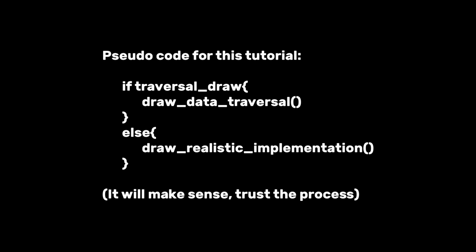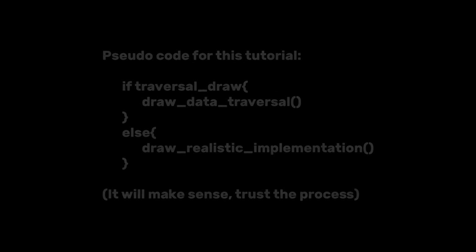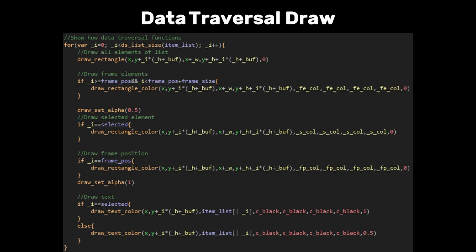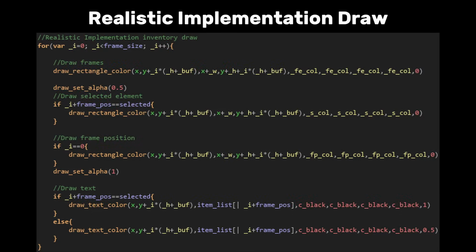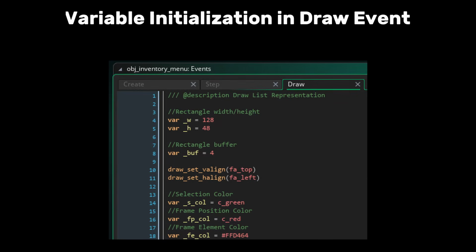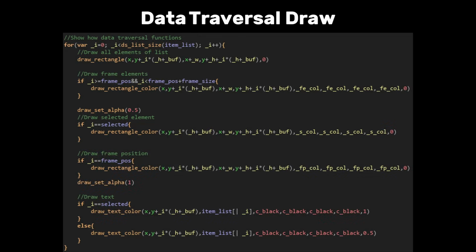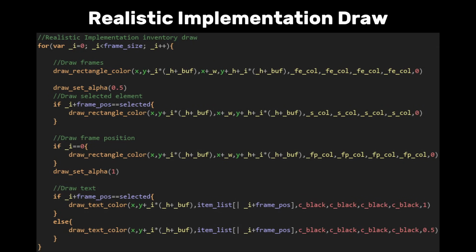Finally, moving to our Draw event, we have two different draw codes for this project. The first is to demonstrate how the data traversal works for the DS list, and the second is the actual code that would be used to accomplish the true inventory effect. Normally, these variable names would be a bit longer to enhance readability, but for this tutorial, you should be able to gather roughly what's going on here. In our first draw, we're drawing every single element of our list and highlighting certain aspects of the list such as frame position, selected element, and members of the frame. In our second draw, we're only drawing what's in our frame and use our frame position to change the behavior of our draw. You'll see what I mean here in a second.